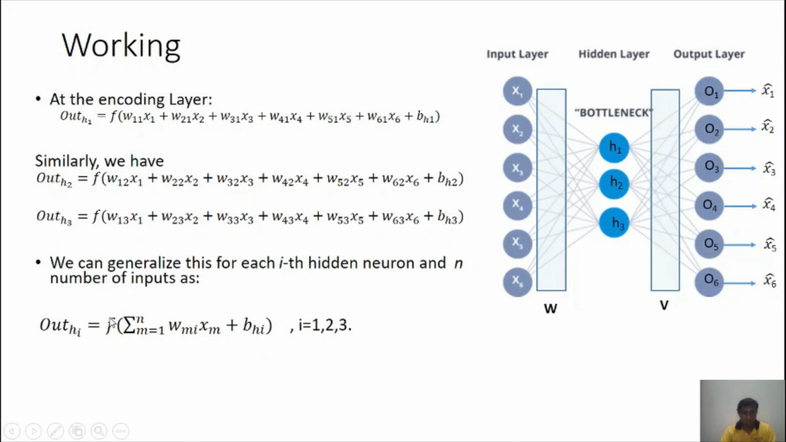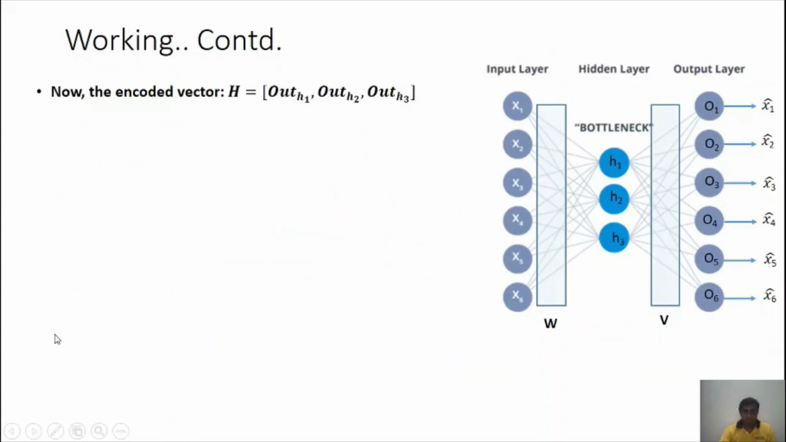So you have this input which is coming to the hidden layer. When it passes through the activation function, you generate the output of the hidden neuron. So if you look at this, the output that you get from the 3 hidden neurons can be represented as out h1, out h2, and out h3. This is the encoded vector.